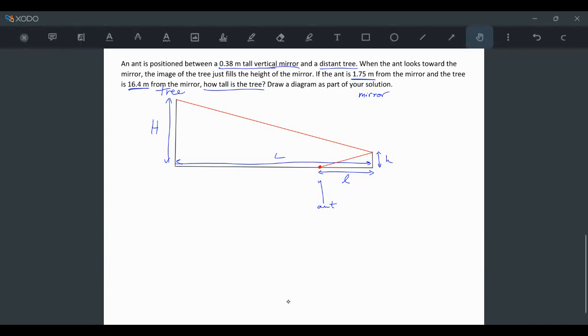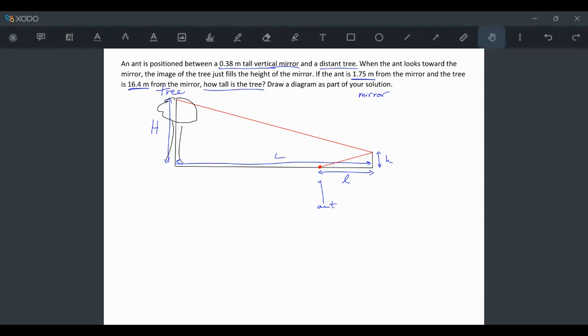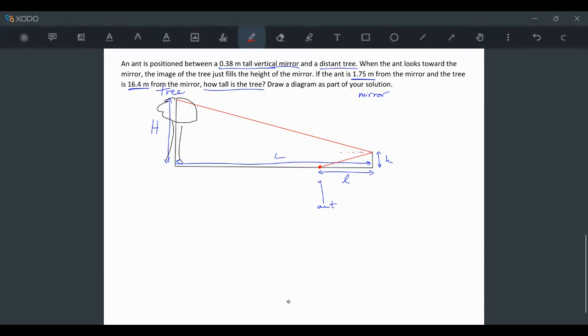If this isn't a convincing enough tree, you can do something like this. But the red path is a light ray that's reflected off this mirror. I tried to draw it as best as I can, but as you have probably learned, my drawings aren't fantastic. This angle in here matches this angle in here.